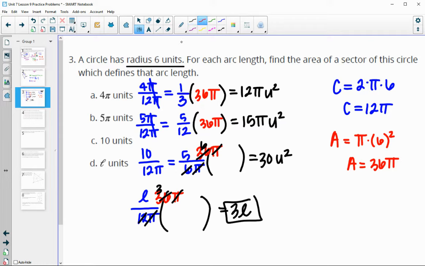If you take a look at this, 3 times the arc length. 4 pi times 3 was 12 pi. 5 pi times 3, 15 pi. 10 times 3, 30. So that was the formula or the pattern that was happening in this problem.